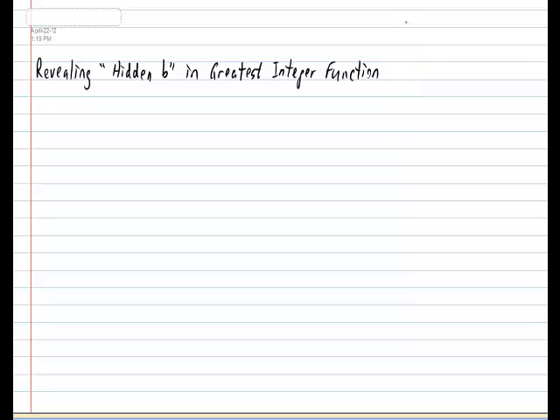Hi everyone. Today we're going to be looking at a very small but important procedure in dealing with the greatest integer function. And that procedure revolves around making the function look proper. So in your subtitle, I'd like you to put down revealing the hidden b in the greatest integer function.